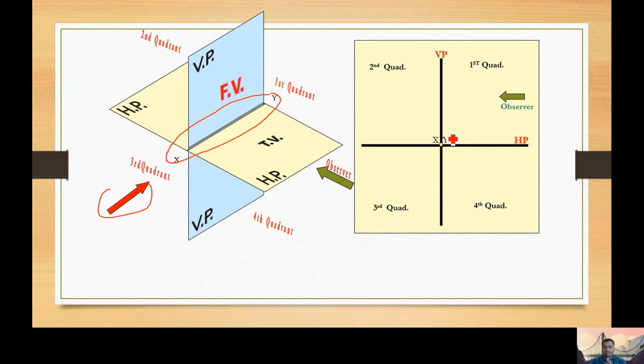How I am going to define it is, on the basis of HP, I am going to use two words. My object can be either above HP or below HP. Please try to understand, if this is my HP, the object can be above or below. But on the basis of VP, because VP is standing, I can again use two words: the object can be on this side or on this side, right?